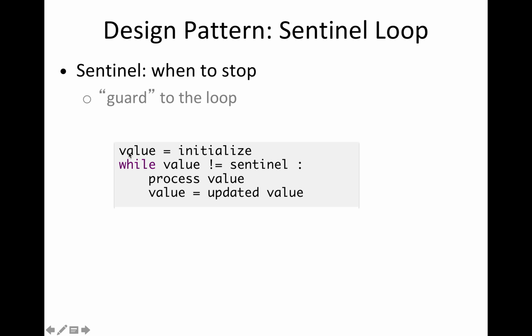So in this case, we would initialize a value. While that value doesn't equal the sentinel value, we process the value and get the next value. So we update the value in some way. Okay, and we will see this template, this design pattern of a sentinel loop, used in some of the assignments and some of the practice exercises.